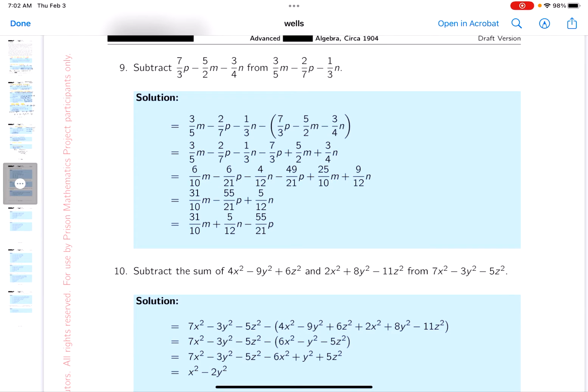Again, it pays to read. And what do you see for number 9? It says subtract this trinomial from the other trinomial. So, rewriting it is one possibility.